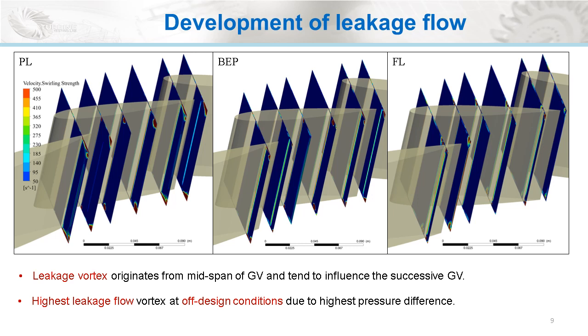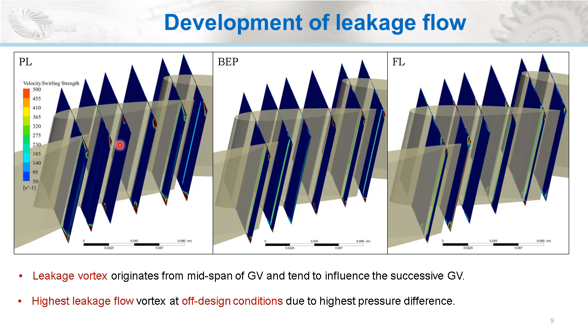In this section, the development of leakage flow is observed at various operating conditions. In order to investigate the leakage flow developed from the clearance gap of the guide vane, 6 different planes with a rectangular cross section were created at equal geometrical distances. In all cases, the influence of leakage flow was observed from nearly mid-span of the guide vane.